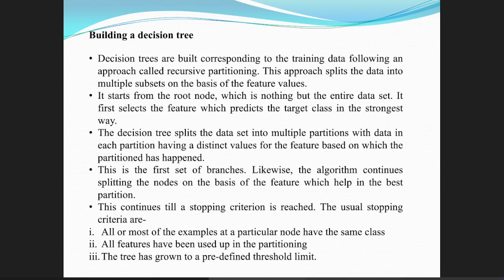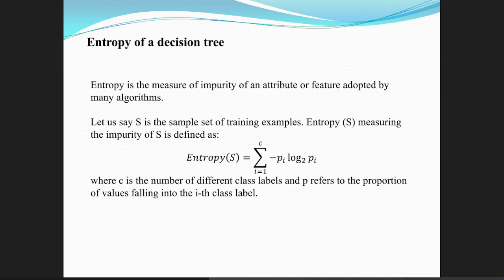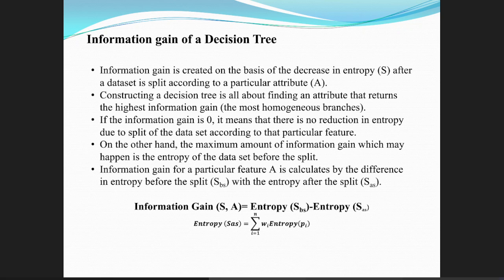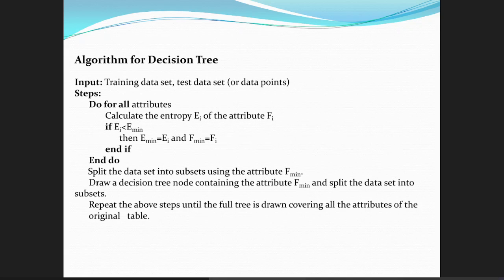And once I find out the difference between the entropies, I will find out the information gain, and accordingly I will see which is the branch node, which is the root node, and which is the leaf nodes, right? So in this way we can build a decision tree, right? This is the entropy of a decision tree, right? And information gain is the difference in the entropy before the split and after the split.